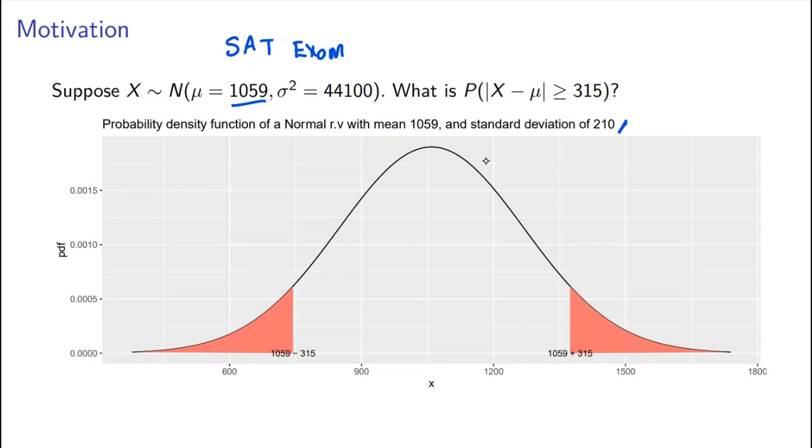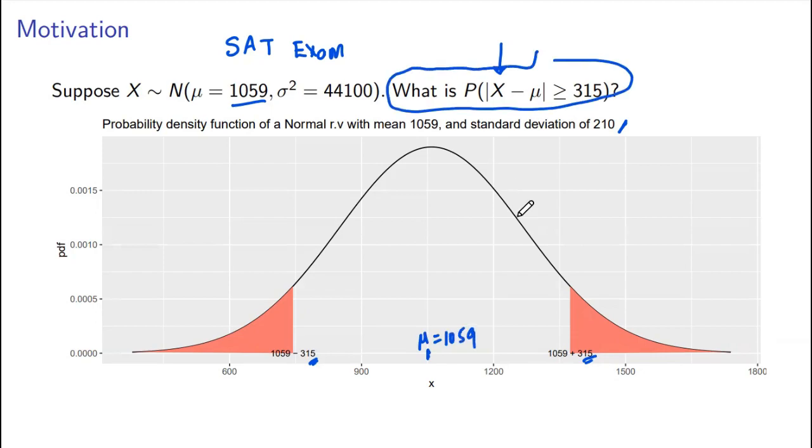Now, I'm going to ask you a question. If X is a random variable that represents the SAT score of a high school student, what is the probability that a student gets a score that is outside of 315 points from the average? So the average was 1059. So what is this probability?